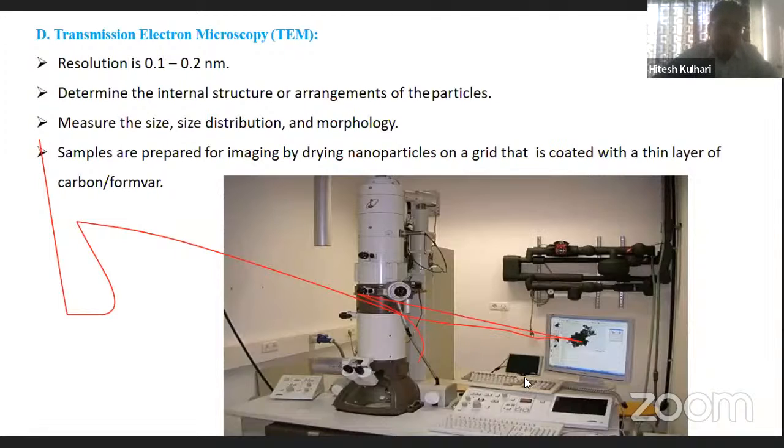Because of the transmission of light through the nanoparticle, we can determine the internal structure and the arrangement of the particles. Generally, we need to put the nanoparticle solution on a grid. We dry it overnight, air drying, and after overnight air drying, we put it into the instrument, and we can observe the size and morphology of the particles using software.